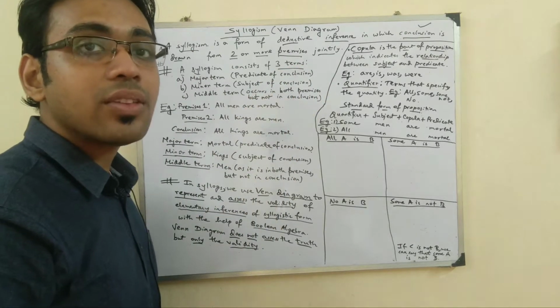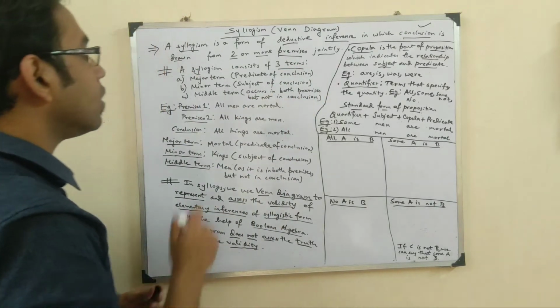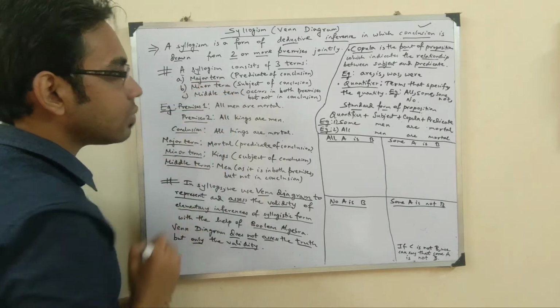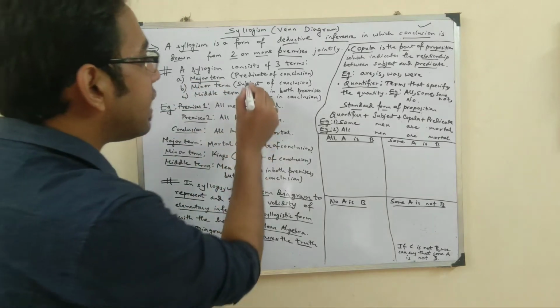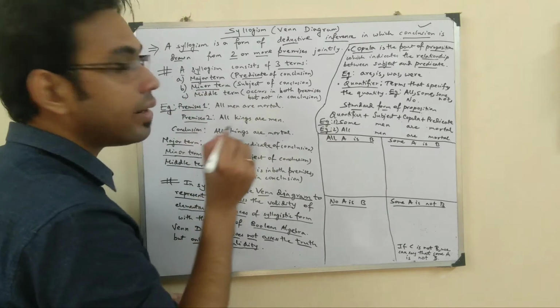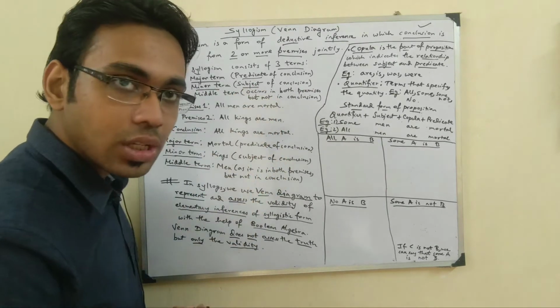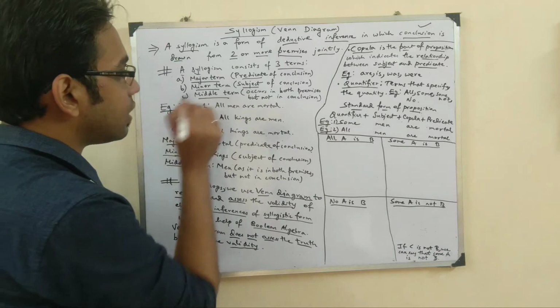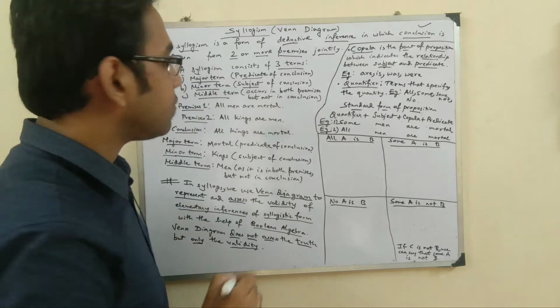A syllogism consists of three terms. Number one is major term. What do you mean by major term? It is the predicate of the conclusion. Number two is minor term. It is the subject of the conclusion. And number three is middle term. What do you mean by middle term?